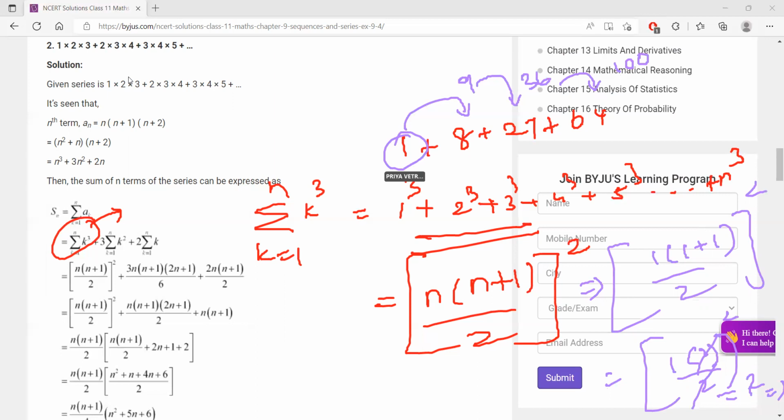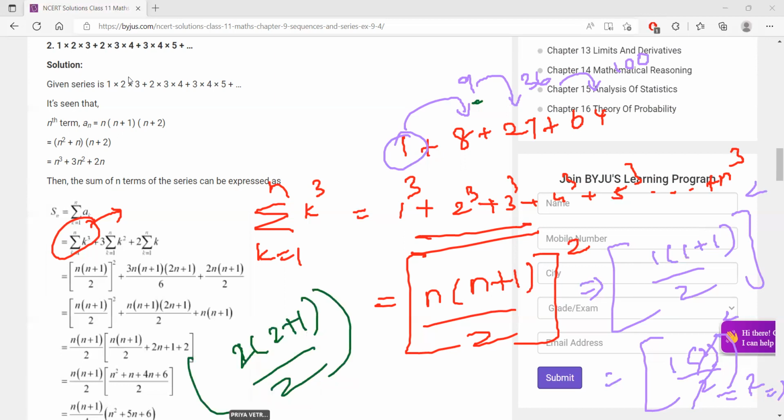Yes. So try substituting 2. What happens when you substitute 2? You're supposed to get the result as 9, isn't it? Let's see. So it's 2 into 2 plus 1 by 2 the whole square. 2 will get cancelled. You will have 3 square, which is 9. Yes, you got this? 9.